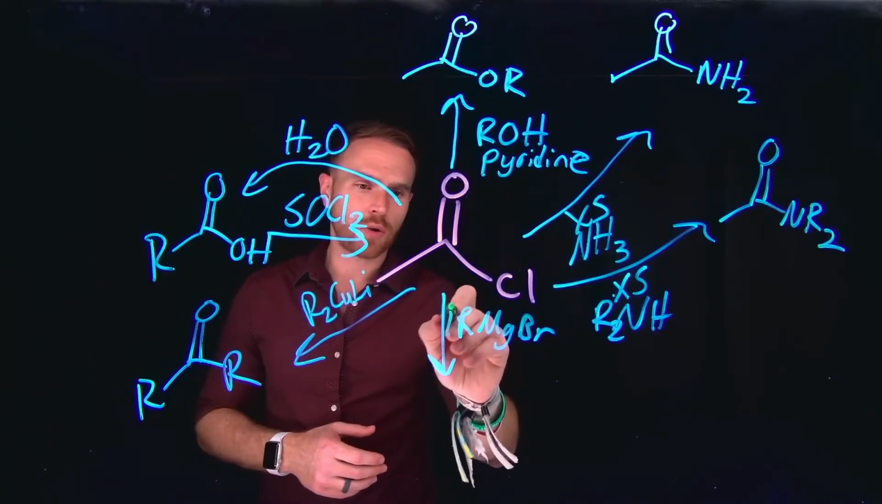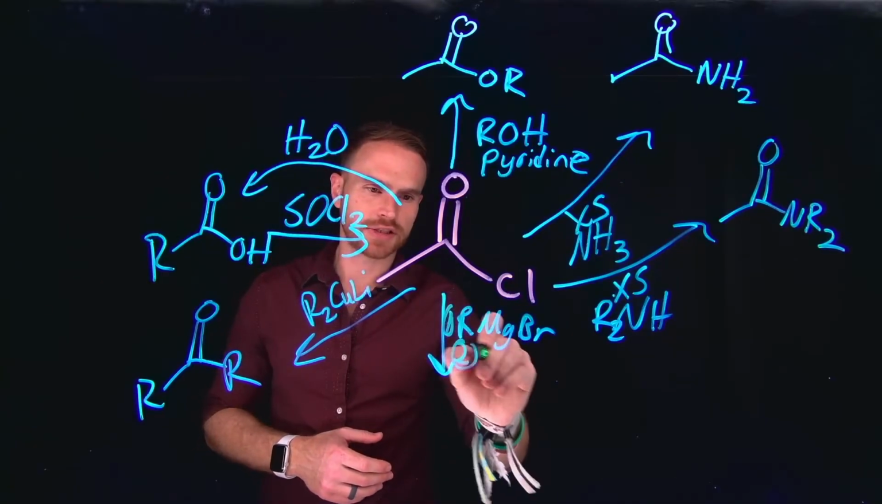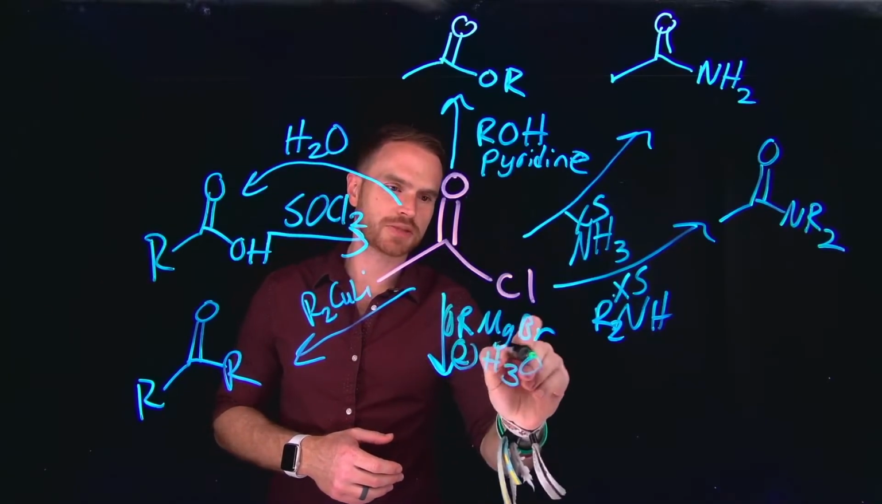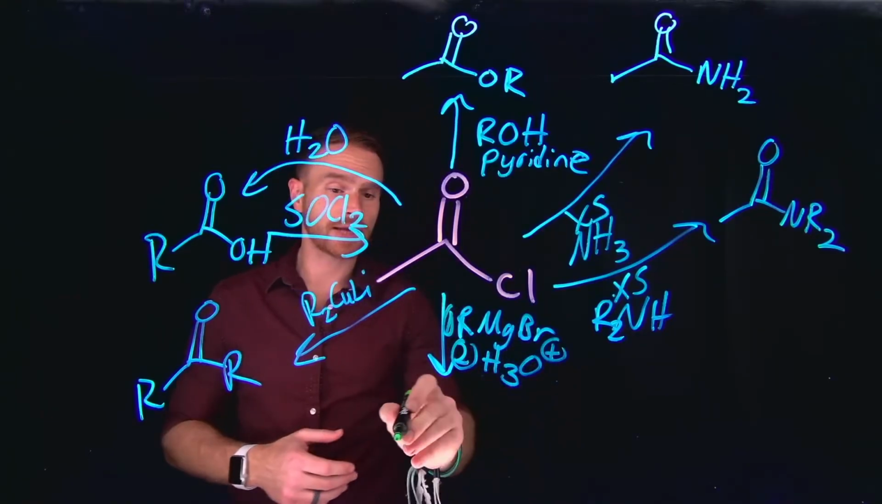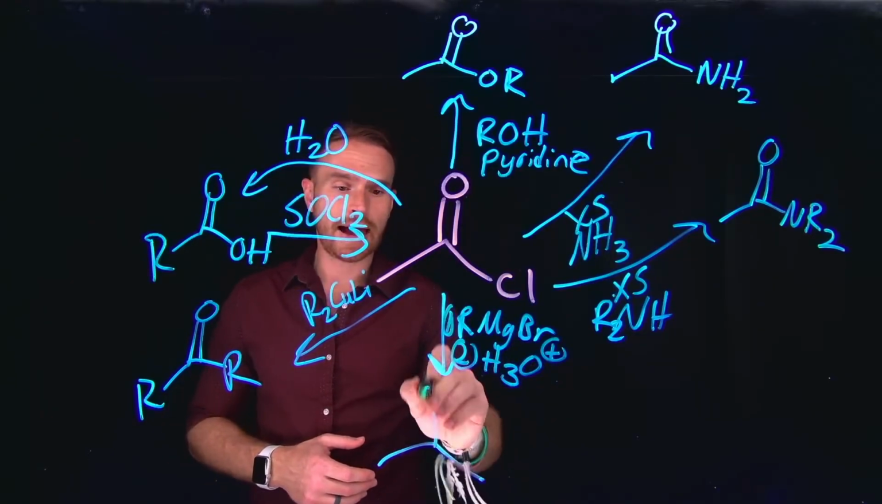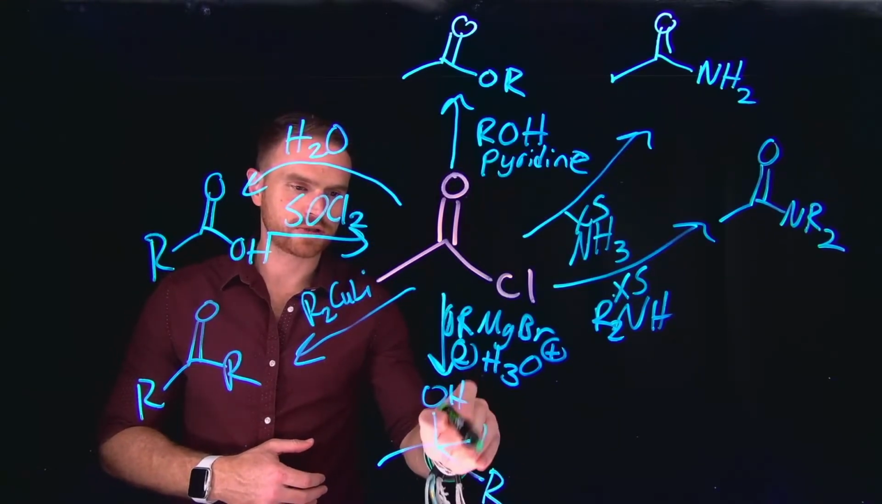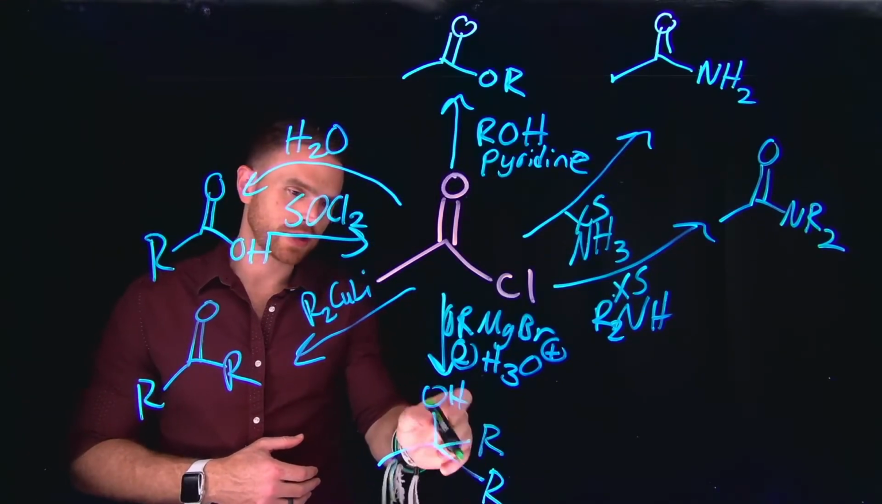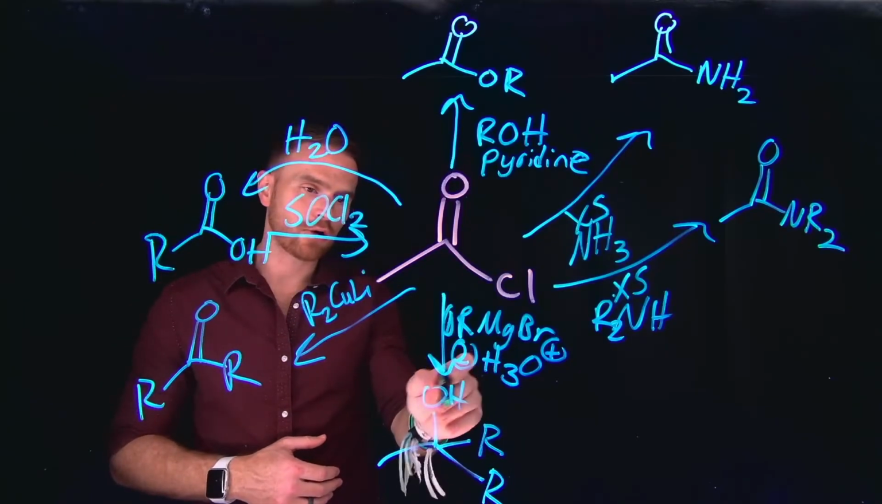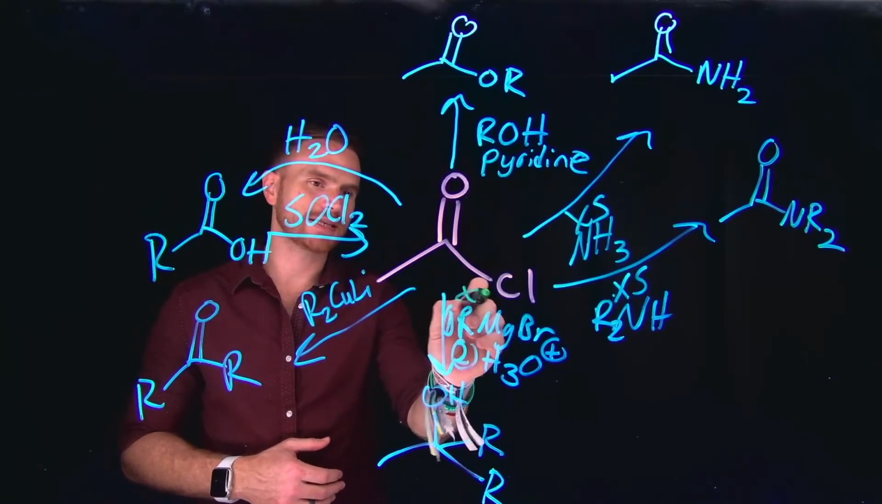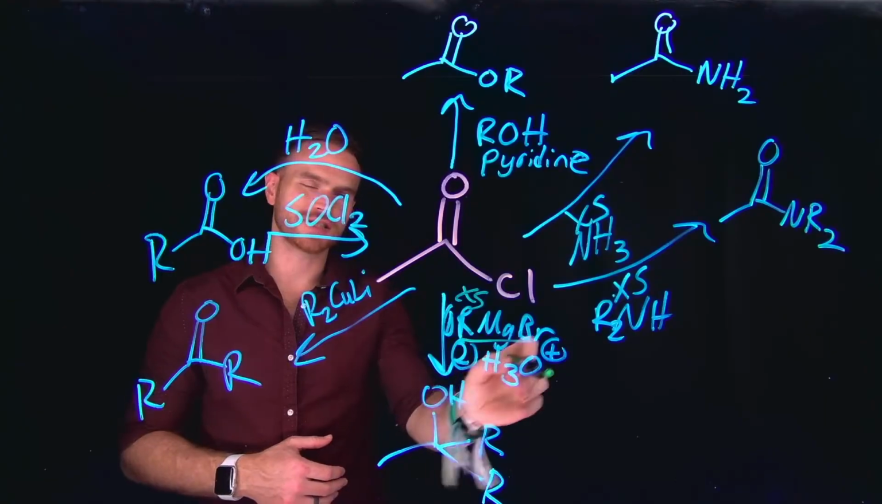And when you also have an acid in your system, so H3O plus just meant to depict any sort of acid, we can actually create a brand new alcohol species that contains two different R groups. So we can create brand new tetrahedral carbons with an alcohol on them by adding an excess amount of these Grignard reagents in the presence of acid.